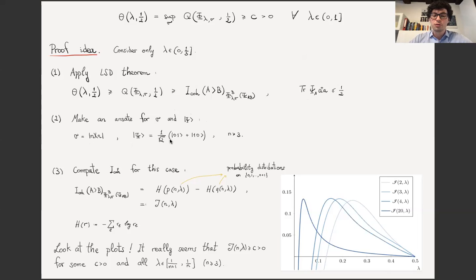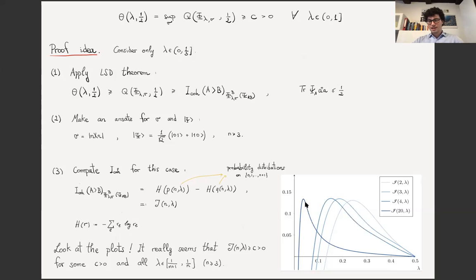Right, so that's very simple. And you compute the coherent information for this case. It turns out it's just the difference of entropies of two probability distributions. These are probability distributions on an alphabet that goes from 0 to n+1, so it's an alphabet of size n+2. You get two probability distributions, you compute the entropy, take the difference. This is the coherent information. For those of you who don't know, this is the Shannon entropy of a probability distribution.